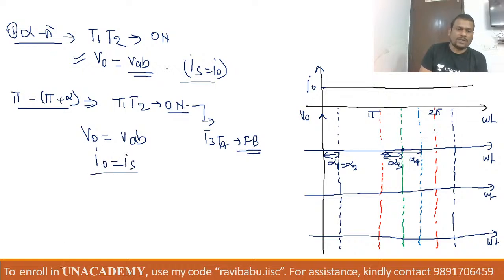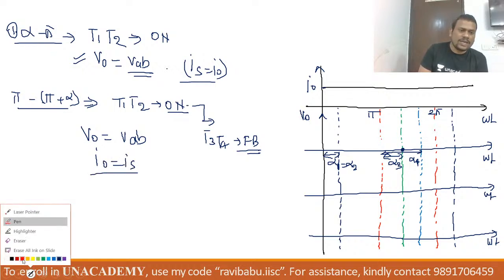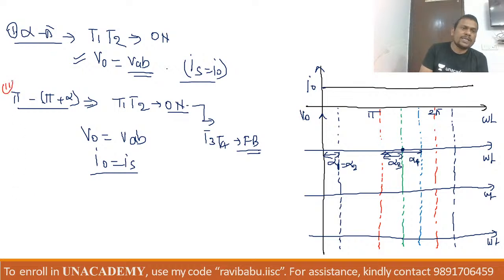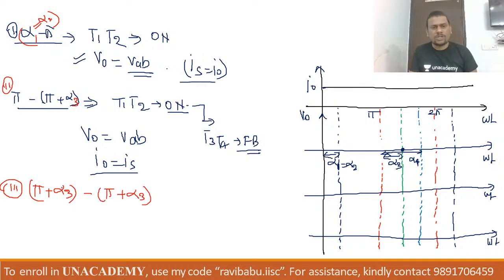Both currents are equal. Now, what will be the next case? Somebody tell me. It is the second case. This is the third case. We are not supposed to write alpha; we have to write alpha 1, alpha 2, both are equal, and here alpha 3. Now I want to write pi plus alpha 3 to pi plus alpha 4. Because at omega t equals alpha 3, that means 180 plus 60, 240 degree, somewhere here we want to trigger our SCR T3.